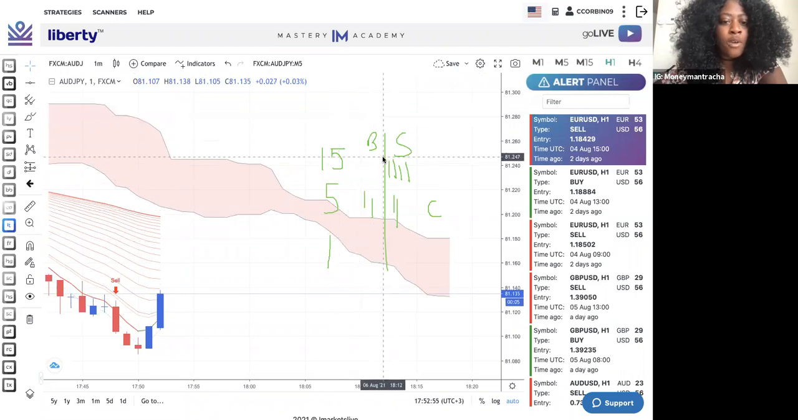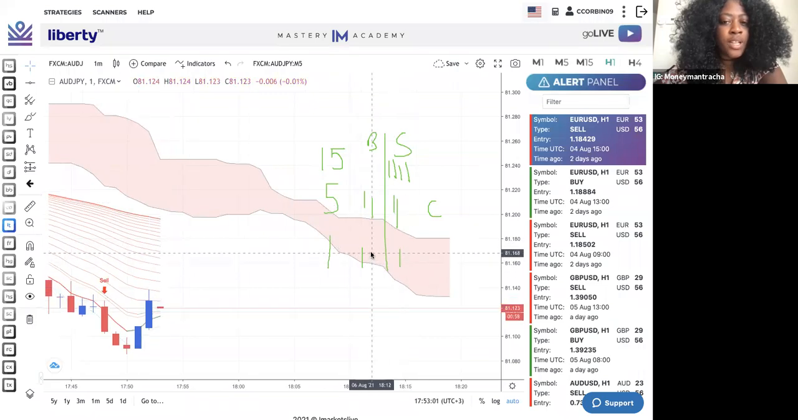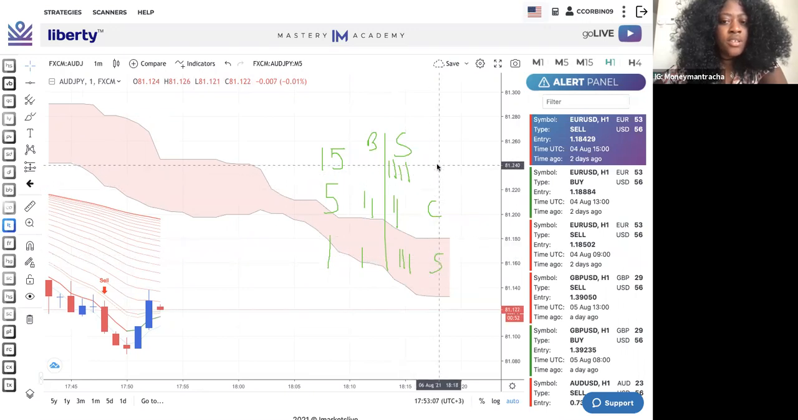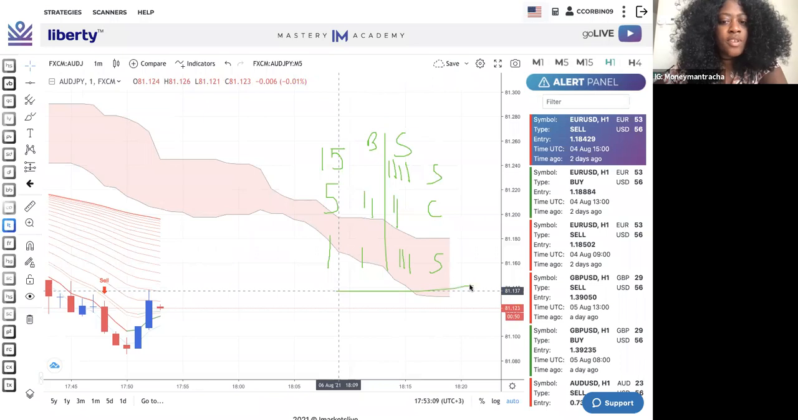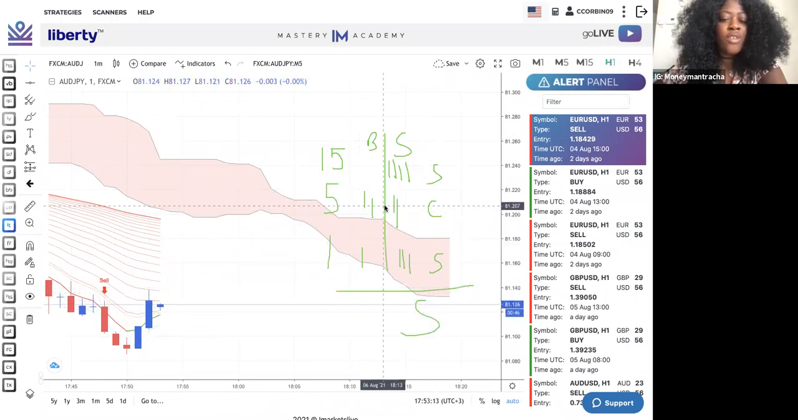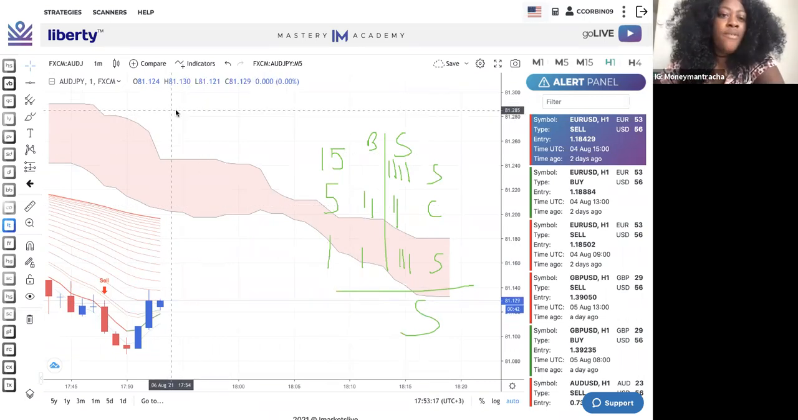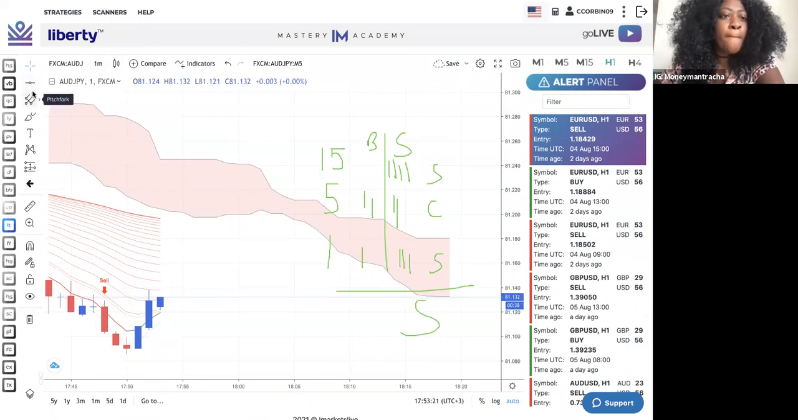So what color is the candle? The candle is blue. It is below the strings. It's below the clouds. The cloud is red. All right, so it looks like I should be selling, right? I know I'm having a little bit of consolidation on the 5 minute, but in the 1 minute, and the overall trend is a sell. So if the market moves in my favor, I should be able to take this trade with no problem, right?